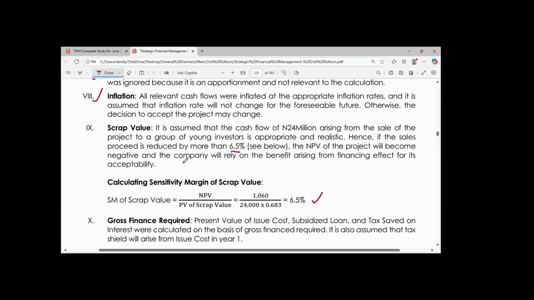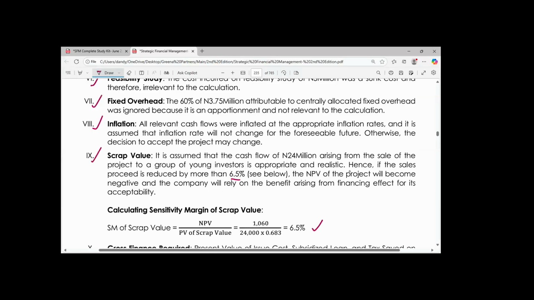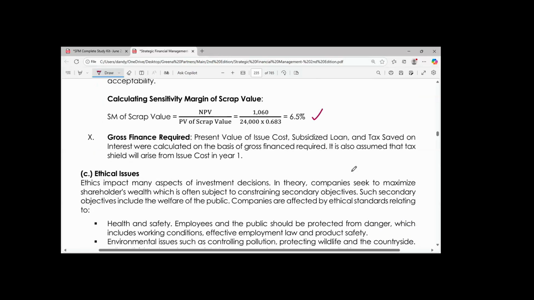So that is as per that, and the company will rely on the benefit arising from financing effects for its acceptability. Okay. Then the last one, talk about gross finance required. Present value of issue cost, subsidized loan, and tax saved on interest were calculated on the basis of gross finance required. It's also assumed that tax shield will arise from issue cost in year 1.